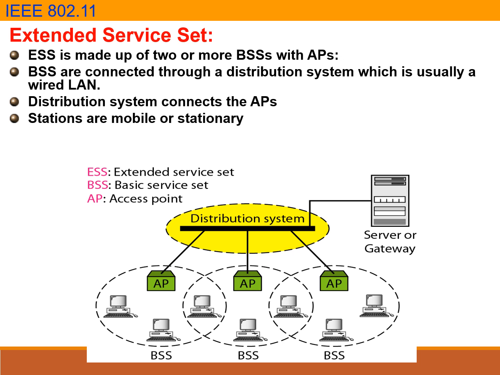In this diagram we are going to see the extended service set. In this we have a distributed system and then we have an AP here, and with the help of the access point we are going to access all the nodes here, and then we have a server or gateway in this.